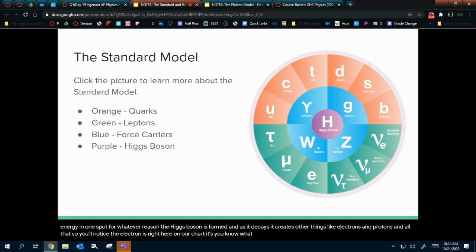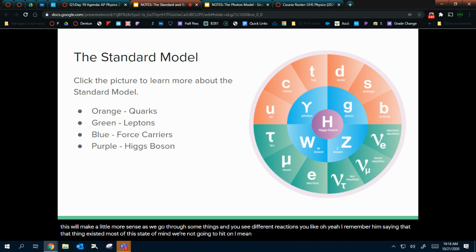It's one of our leptons. I'm not going to get into too much detail here. This will make a little bit more sense as we go through some things and you see different reactions, and you're like, oh yeah, I remember it saying that that thing existed. But most of this standard model we're not going to hit on.